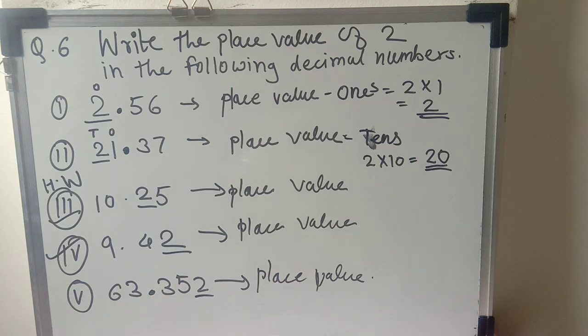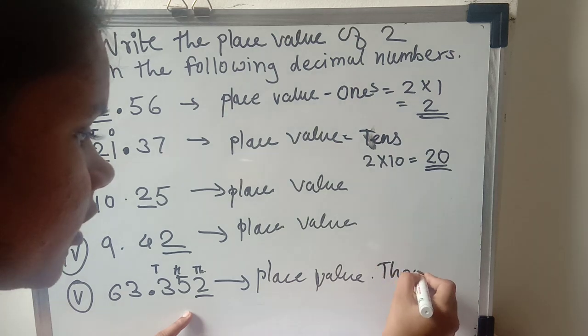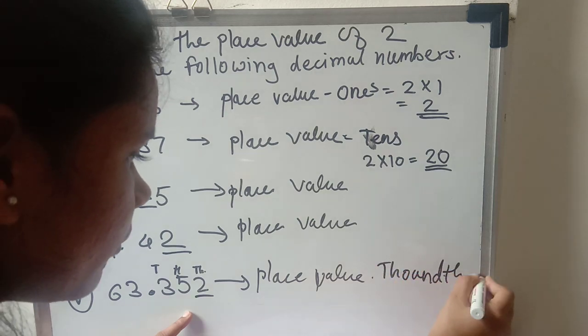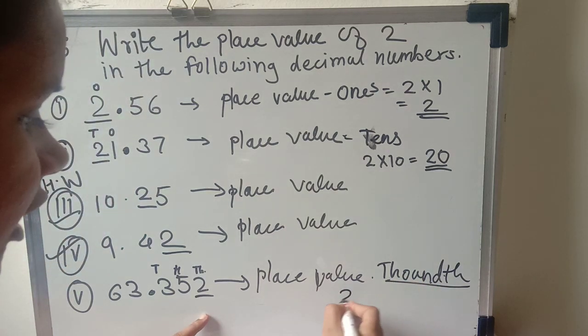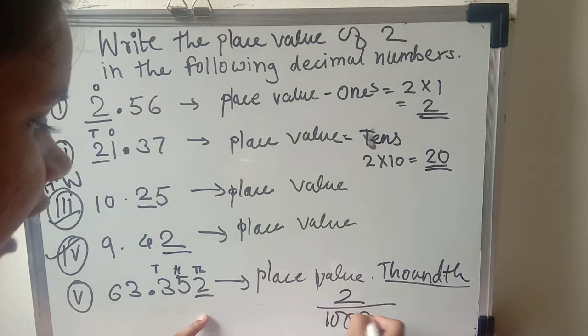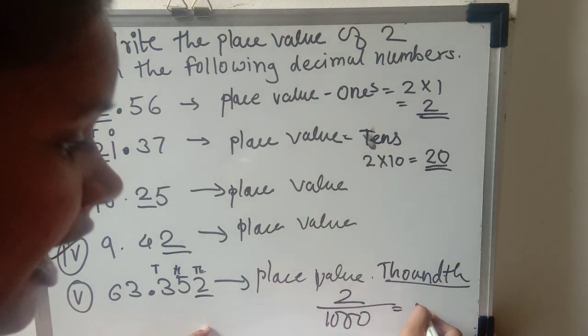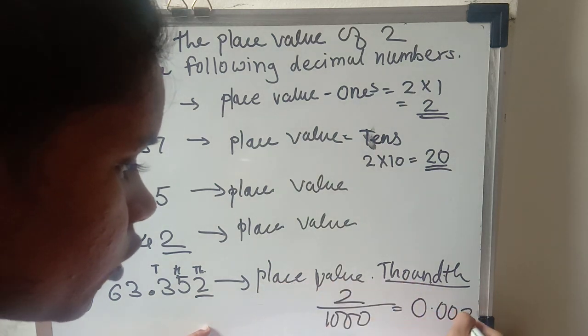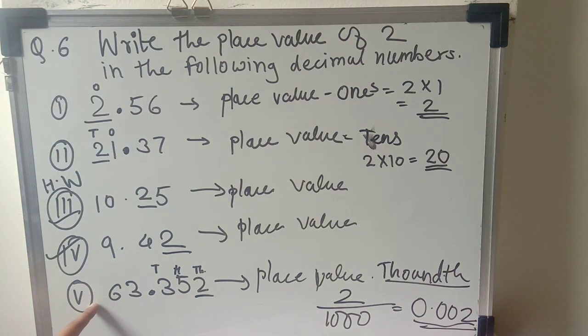Okay, so here the number is 63.352. Okay, so after the decimal I will see here this is the 10th place, this is the 100th place and this is the 1000th place. Okay, so here I can say this is the 1000th place. So I will divide 2 divided by 1000 and here I will get the answer. Just divide it and just see, 0.002. So this is the value of 2 in the fifth example. Okay, so here I have solved this example, 2 you have to solve as a homework. Let's see the question number 7 now.